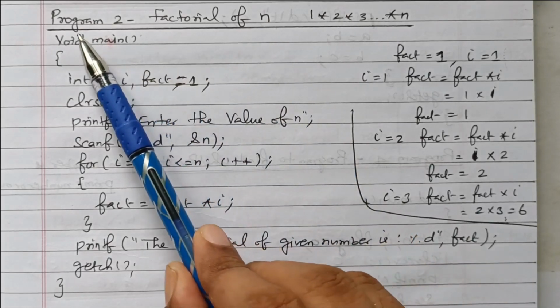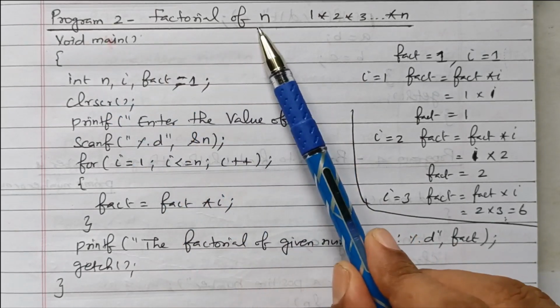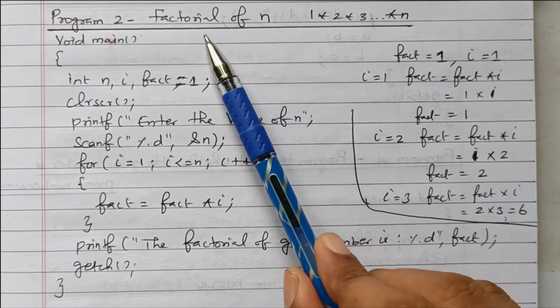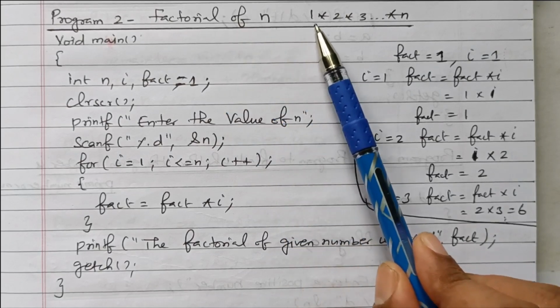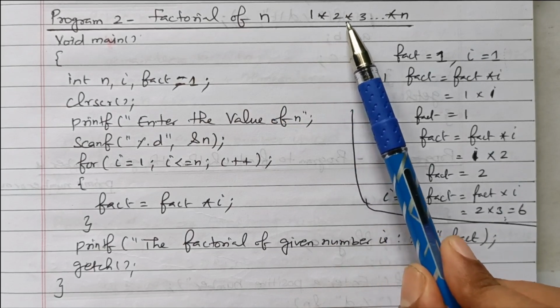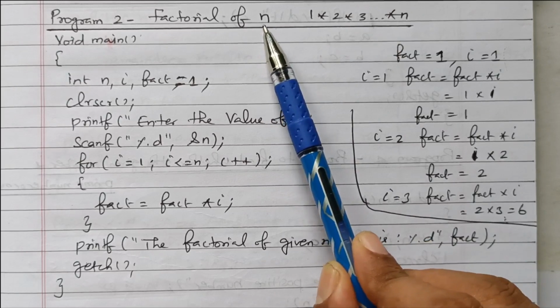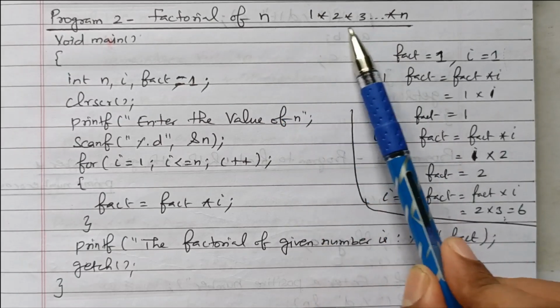Now we'll go to the topic: program to find the factorial of n number using the C language. What is the factorial of n? It is nothing but multiplication: 1 into 2 into 3 up to n. What is the number we need? Factorial of 5 means up to 5. N means up to n.